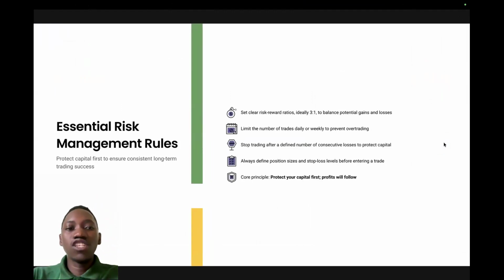Then next, you look at the essential risk management rules. Number 1, your risk to reward. What is your minimum risk to reward? If a trade can't give you that risk to reward, you don't trade it, no matter how good or enticing it looks. You measure it from your point of entry to your target, and it must give you a good risk to reward, or at least your minimum risk to reward. Number 3, limit the number of times you trade in a day or in a week to avoid overtrading, to avoid that greed. Number 4, stop trading after a certain number of consistent losses.